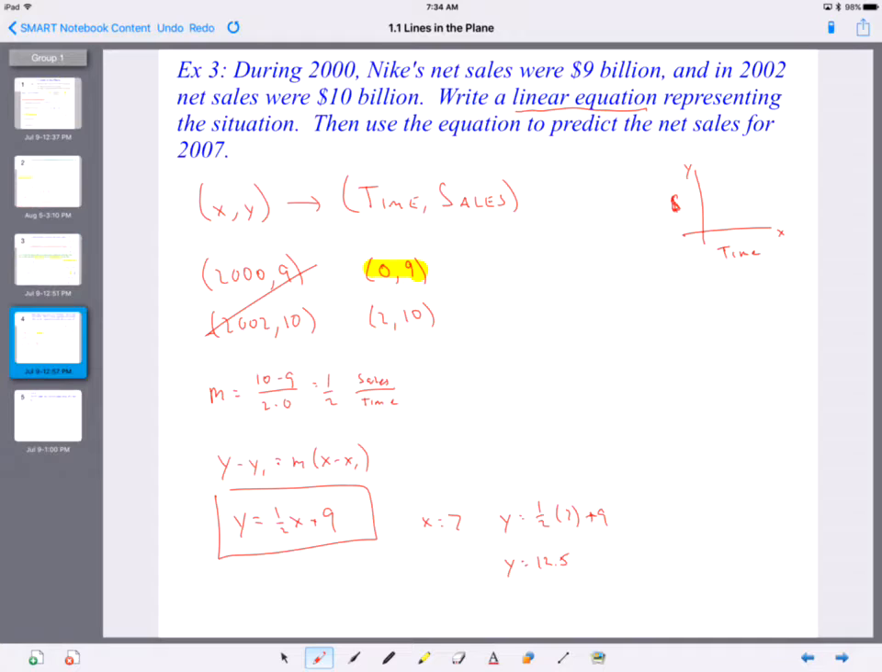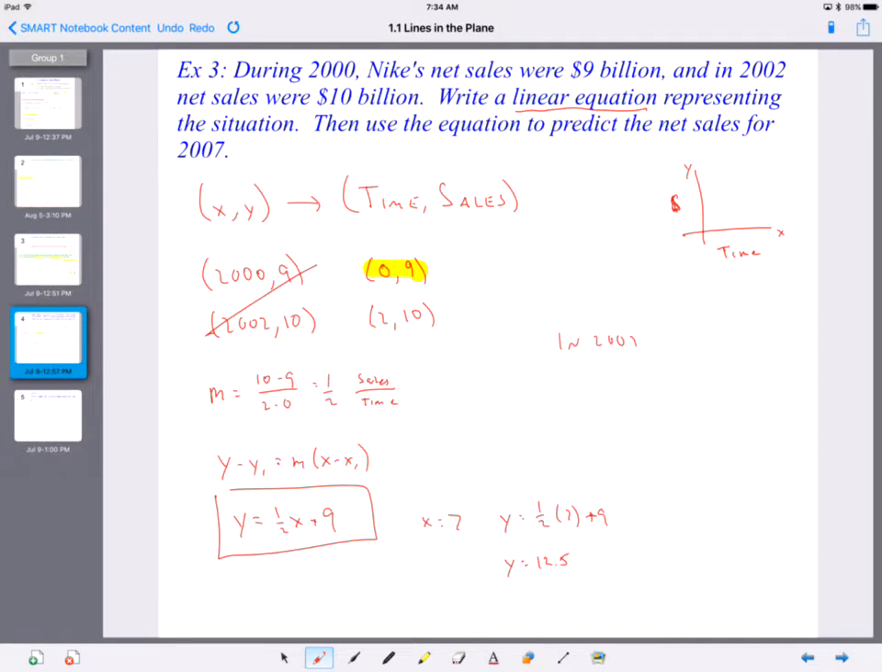And then at the very last, make sure you guys answer the question. What is being asked here? Don't just tell me 12.5. Don't just write the equation of the line. I'm looking for very specifics. I'm looking for detailed information. I'm looking for understanding and not just being good at math anymore. I want you guys to be able to write this stuff down and make sense of it. So when it says use the equation to predict the net sales for 2007, then let's answer the question.